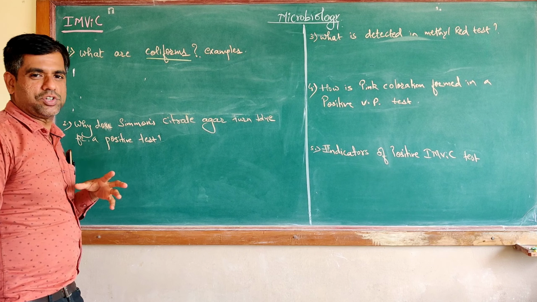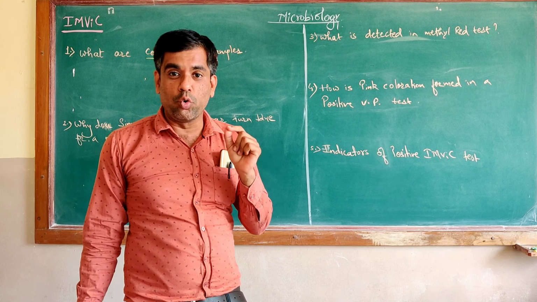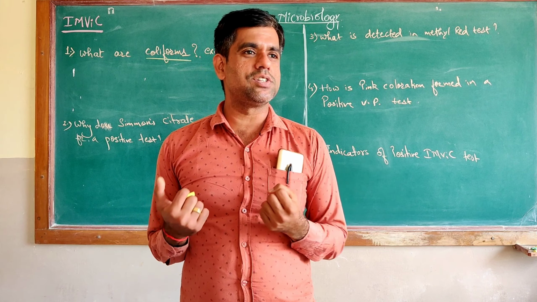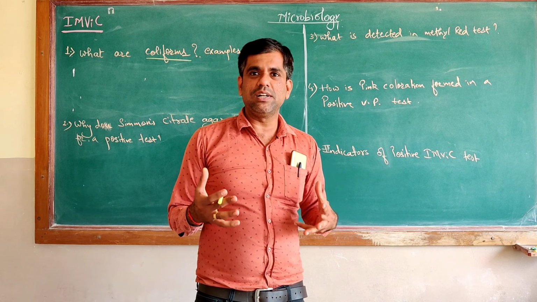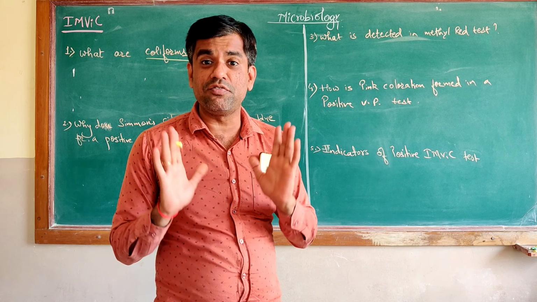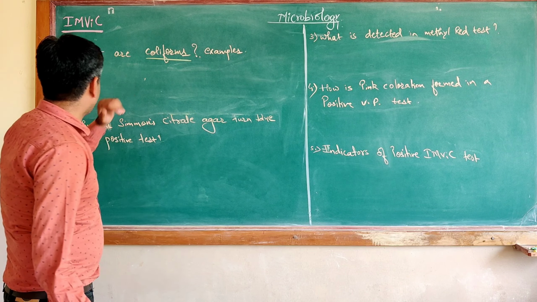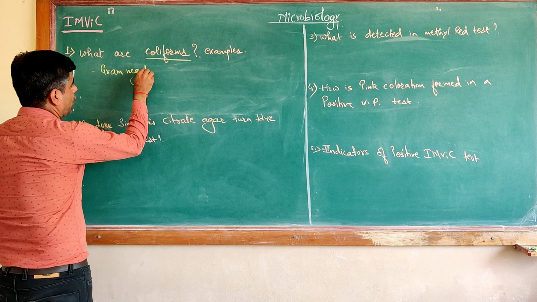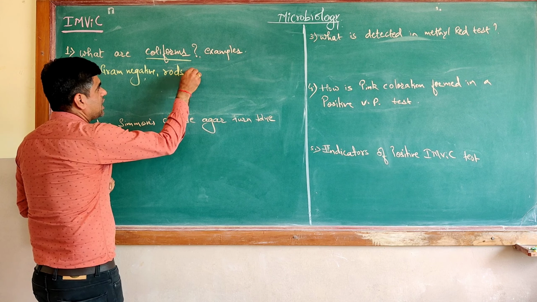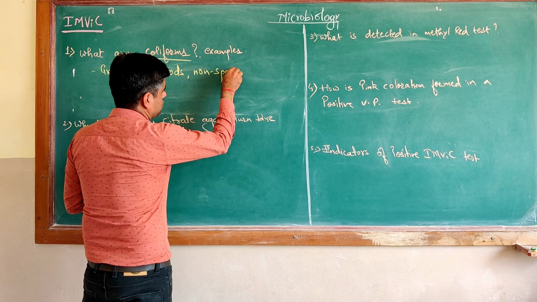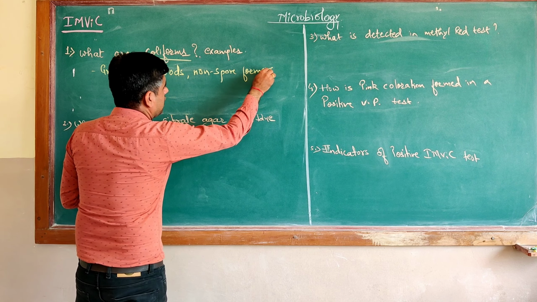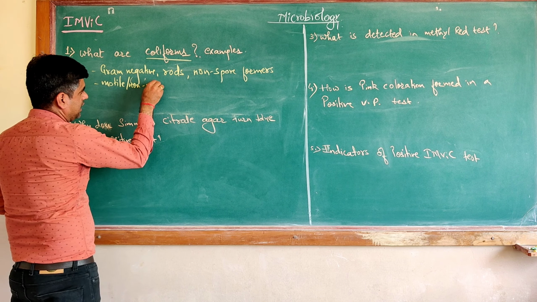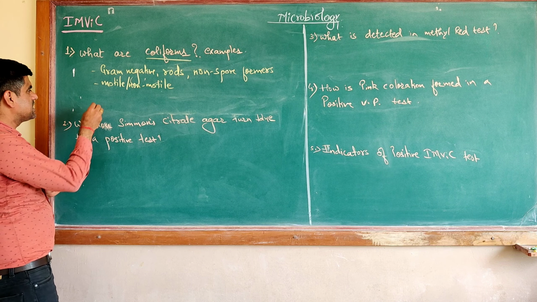So here one more question which may be asked to you is: what are coliforms? A very common question which may be asked in a viva for the IMViC test, because this is the biochemical test we generally use to differentiate between the different members of the Enterobacteriaceae family. So what are coliforms? The running technical definition goes that these are gram-negative rods, which are non-spore formers, so those which do not form spores, which may be motile or non-motile.